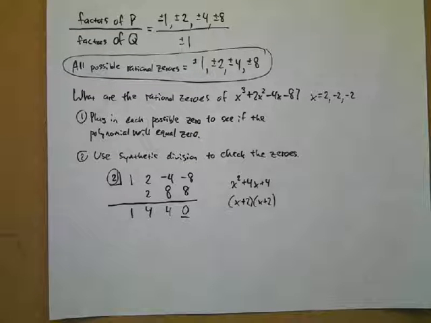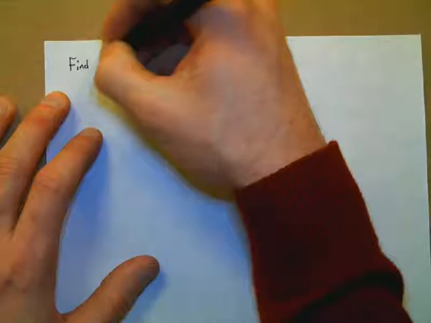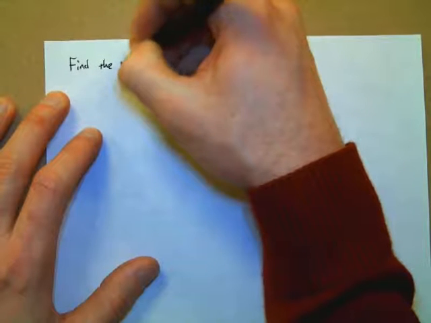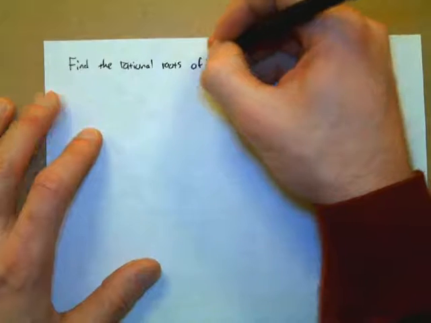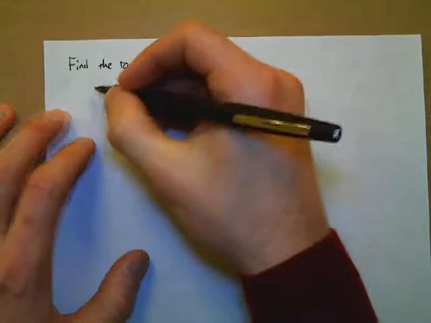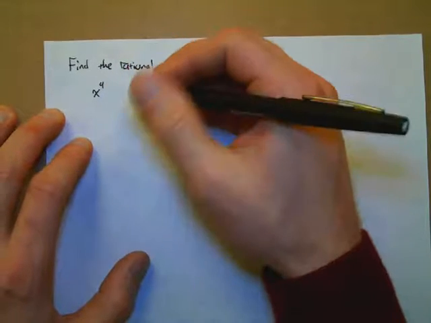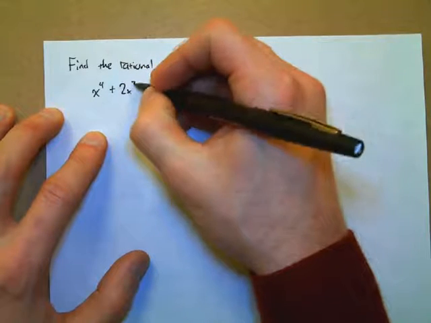All right, so now we're going to find the rational roots of x to the 4th plus 2x cubed plus x squared plus 8x minus 12. Okay, so let's see here.